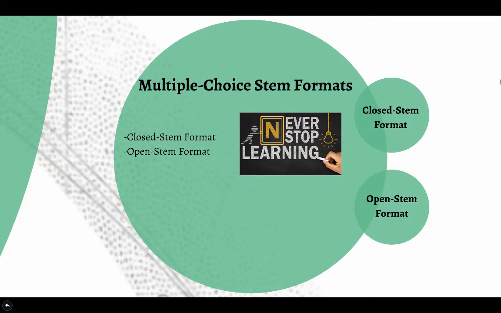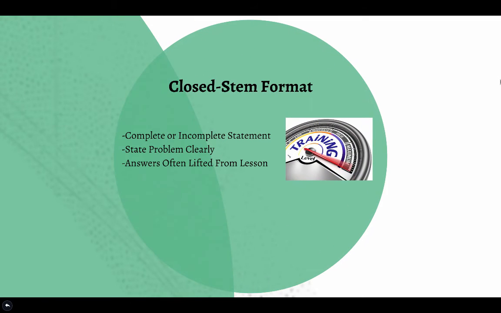It is important to standardize how stems and alternatives are written. There are two different acceptable formats, closed stem or open stem. You may create a closed stem item as a complete statement or as an incomplete statement. The complete statement format has the advantage of forcing you to state the problem clearly in the stem. It also reduces the possibility of giving students grammatical clues. A disadvantage is that it may require lengthier responses.